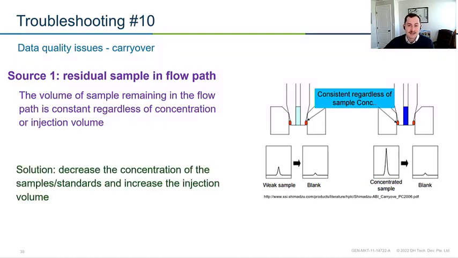A couple ways to address this would be to inject less or reduce your standard concentration volume. Another option is if you've set your protrusion depth very deep, you can back that off a little bit. So go up a little bit and make sure that you're not completely submerging the needle. That can sometimes help as well.